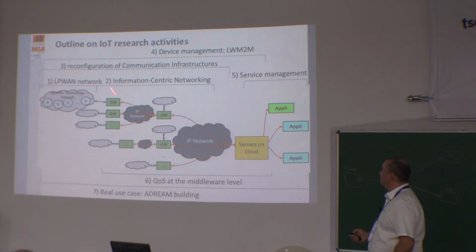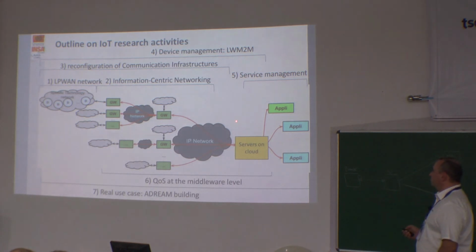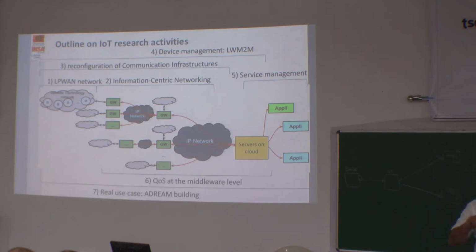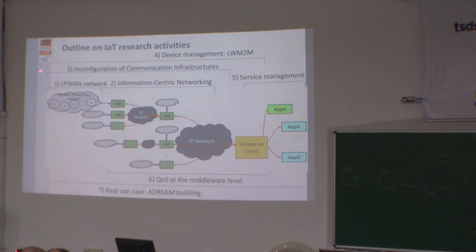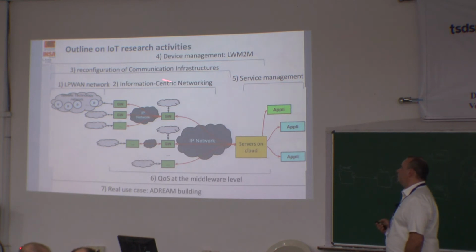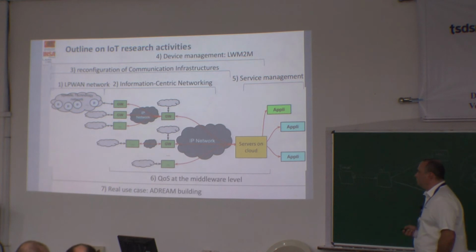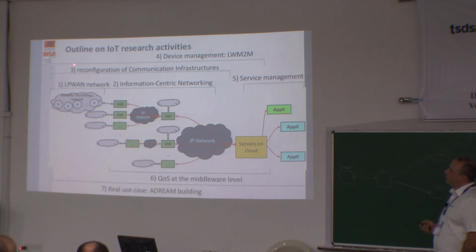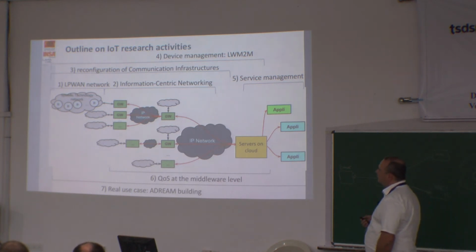we saw the devices, the gateway, several levels of gateway, some servers, and applications. So in fact, in the team, we cover different parts of this type of architecture. We work on the network part with low power wide area networks like LoRa. We also work on communication through a gateway to a server with a new way to exchange information. We also work on how to configure and reconfigure this infrastructure to maintain good quality of service.